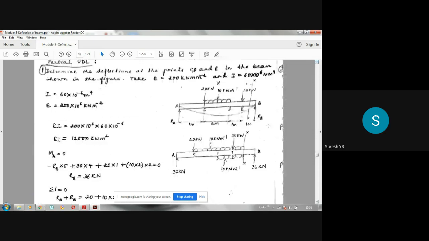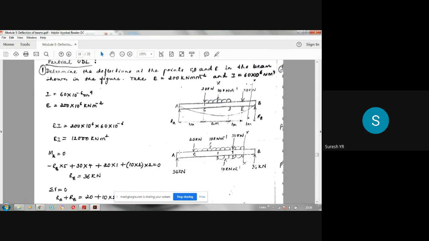Now we have to get the constants C1 and C2 using the boundary conditions. Simply supported beam, very easy. So for the simply supported boundary condition, at the supports A and B the deflection is 0. That is, at x is equal to 0, at x is equal to 0 means point support A, x is measured from here.